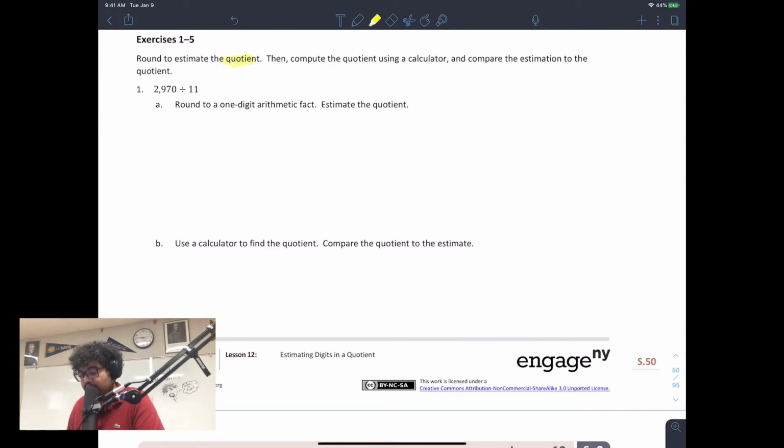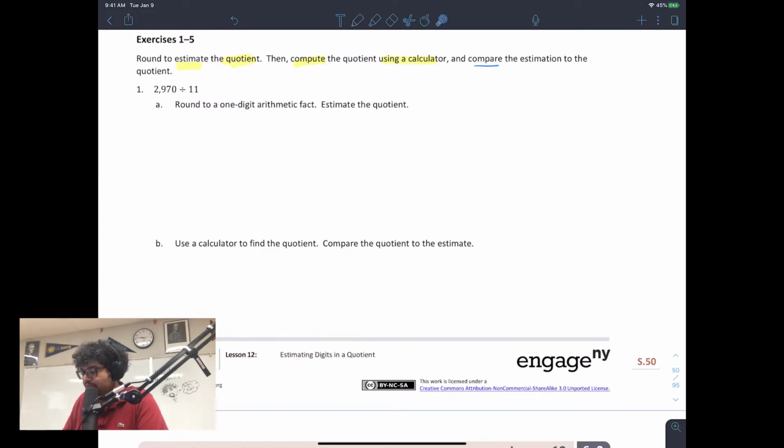So round to estimate the quotient, then compute the quotient using a calculator. First we're going to estimate, and then we are going to compute using a calculator to find the actual answer. Then we're going to compare the estimation to the quotient. So we're going to compare whatever we came up with as an estimation to the actual answer. First, let's round to a 1-digit arithmetic fact and estimate the quotient.